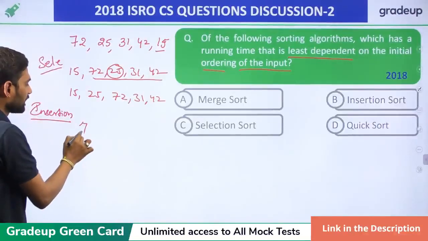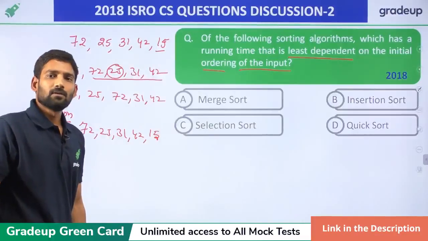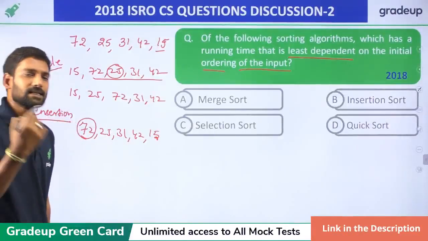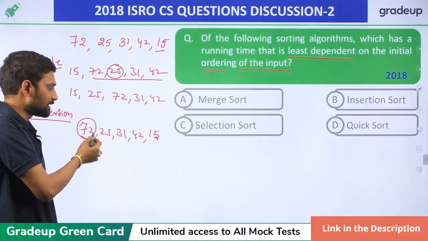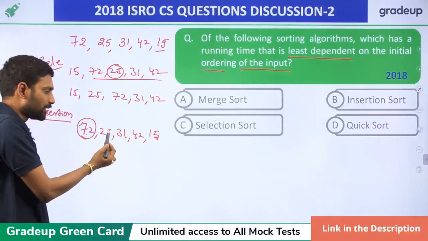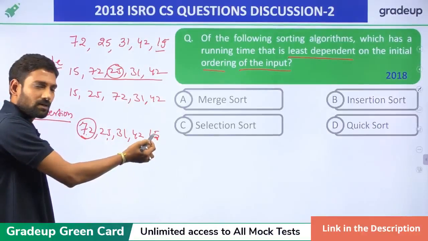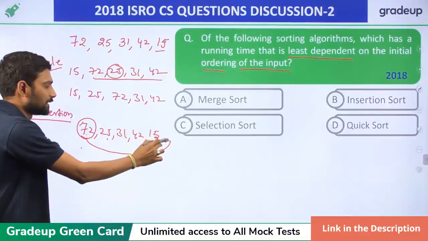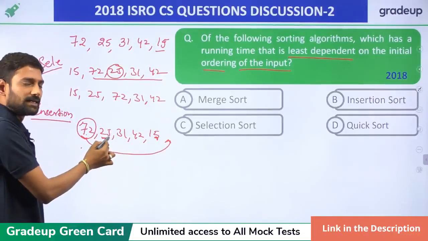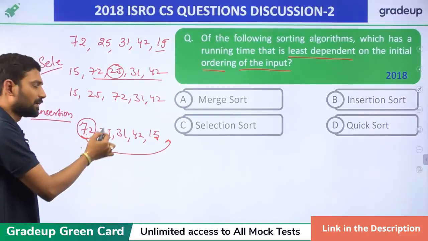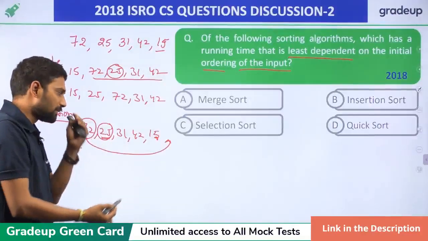If this is the list, 72, 25, 31, 42 and 15, we will pick one element and we will insert it in its correct position. Like if 72 is picked, it is compared with all the other elements. 72 is greater than 25, greater than 31, greater than 42, greater than 15. So we will place 72 in the last position. Then we will compare the second element. I mean to say, we will pick the other element and compare with only 4 elements and place it in the correct position.